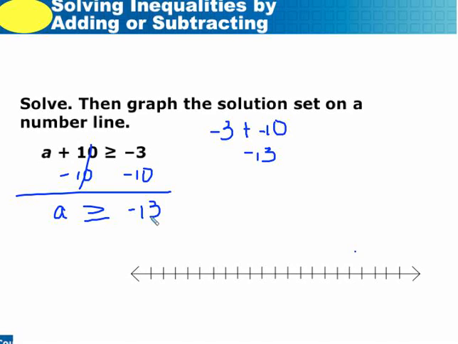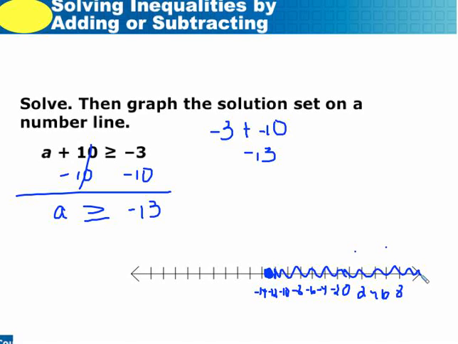Okay, so let me graph and scale my graph by 2's. So I'm actually not going to put 0 there. I'm actually going to put 0 up here and go 2, 4, 6, 8, and then -2, -4, -6, -8, -10, -12, -14. I know -13 is going to be between -12 and -14, and I know since it's greater than or equal to, I'm going to have a closed circle because it can actually be equal to -13, and I'm going to shade to the right.